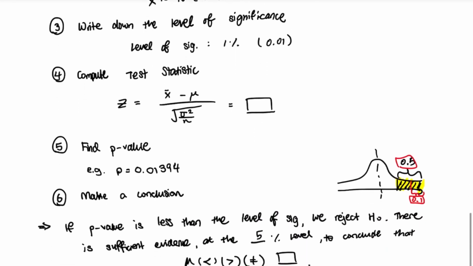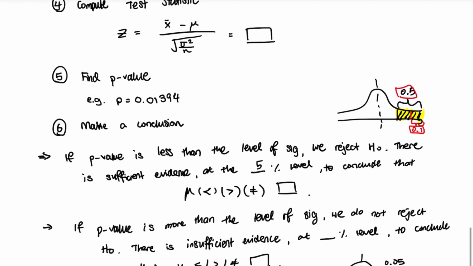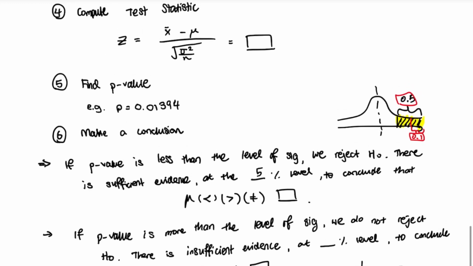After which, write down the level of significance. It should always be an area that we're going to be looking at later on. Then compute your test statistic. This will give you a Z value, which determines whether this value is going to be outside the critical region or not, the critical value.